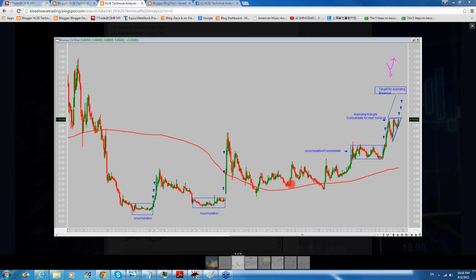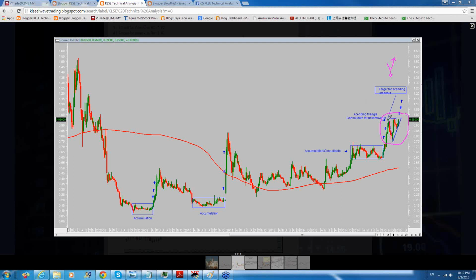So there's a rectangle box. Another key point I point out here is the triangle. Looking at the triangle shape here, it is also the stock being consolidated after a substantial move. Let's say the stock is being prepared for the next substantial move. You can see the triangle shape, accumulation or consolidation, as we call it.